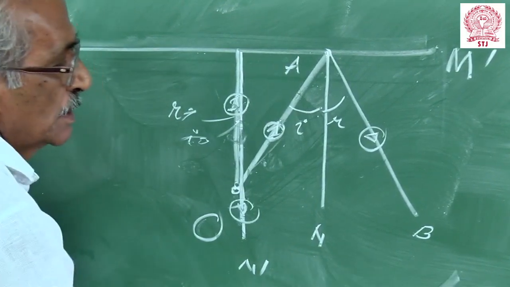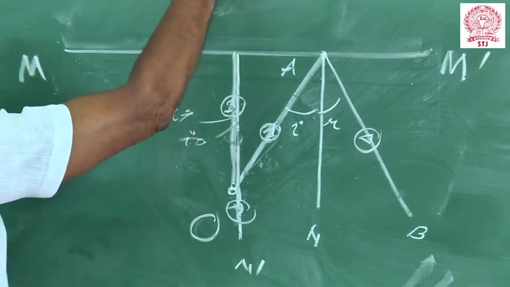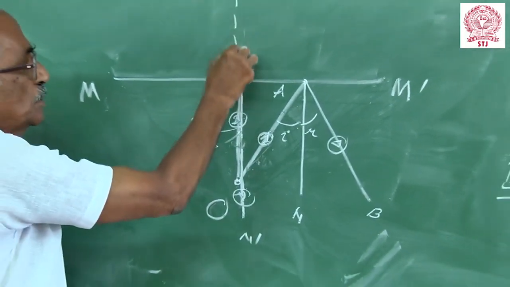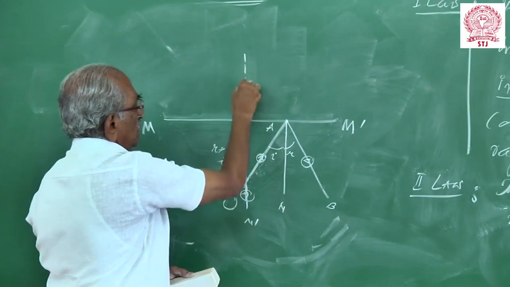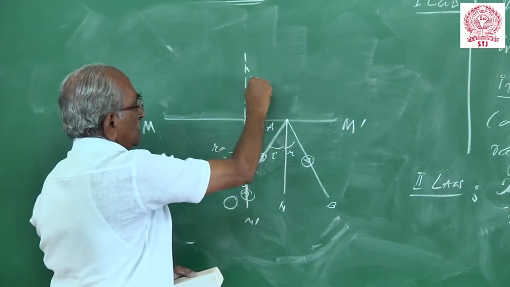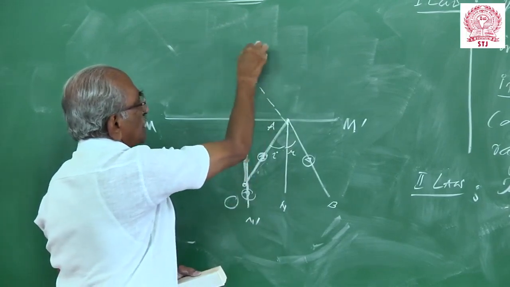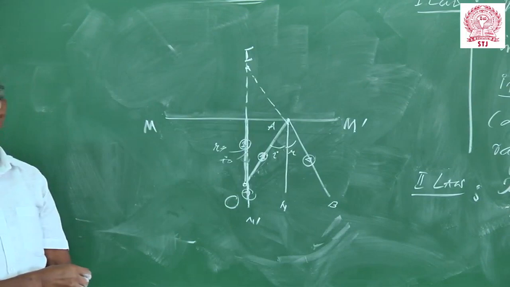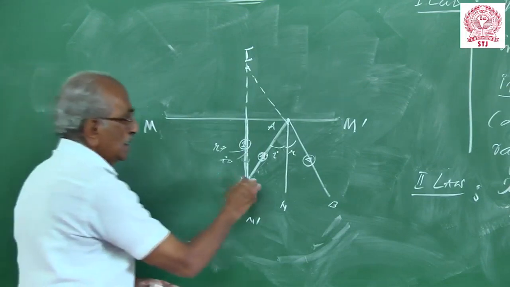Now for an observer here, this ray and this ray, if you produce them like this, let's suppose, if you produce them like this, here, like this, now this is what we call the image. Now you can repeat this. See, for instance, I'll take another ray.